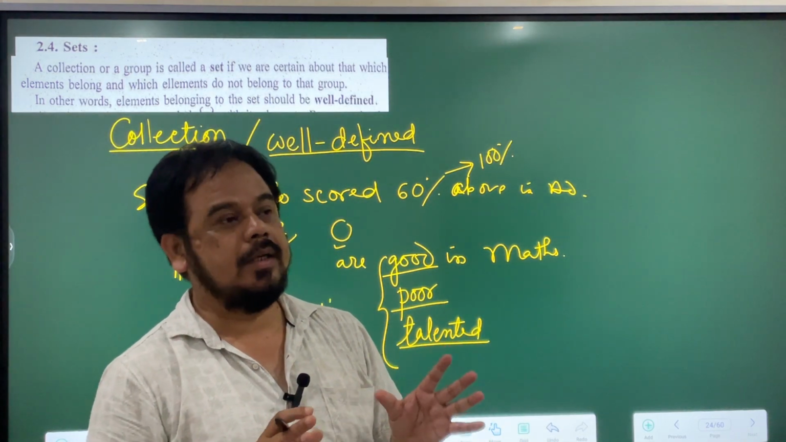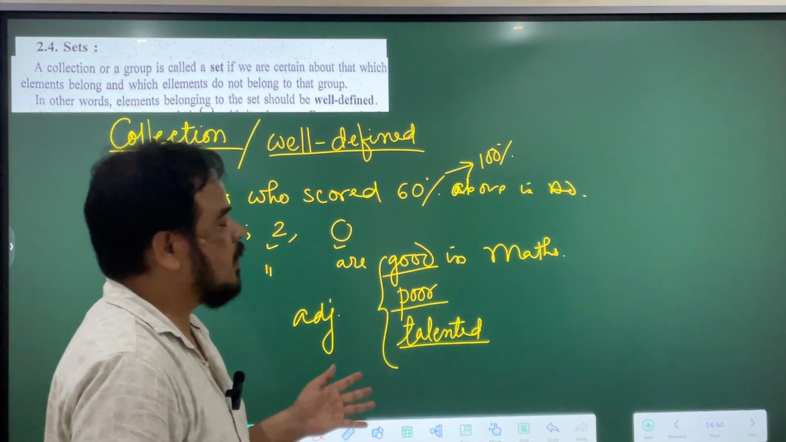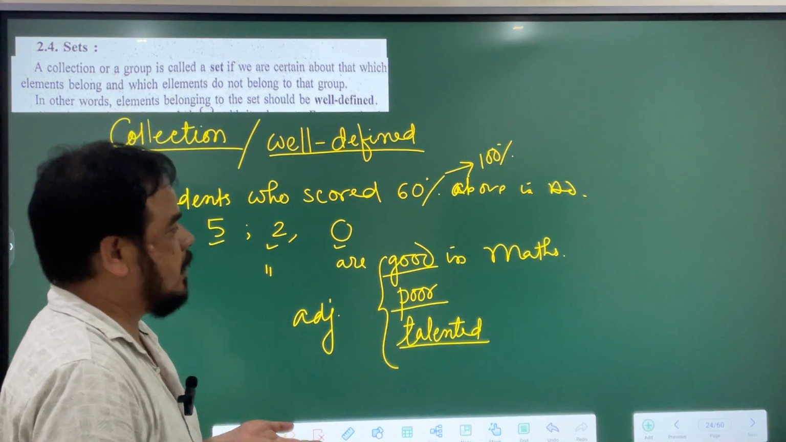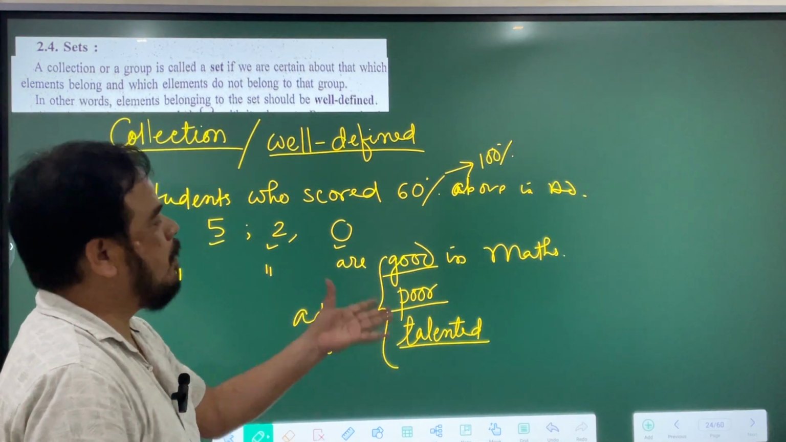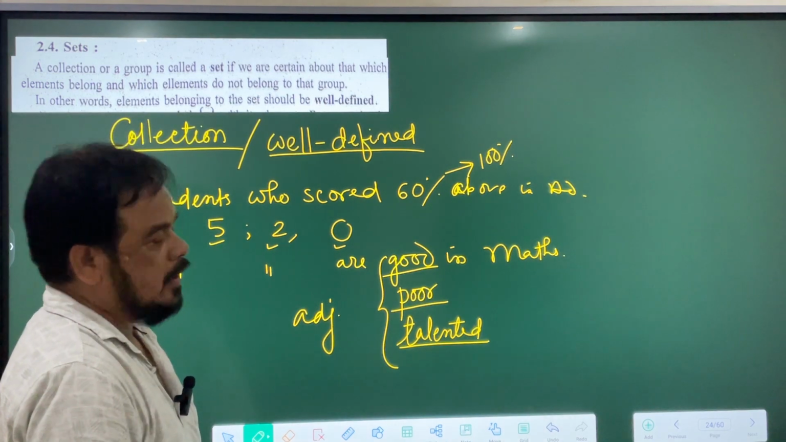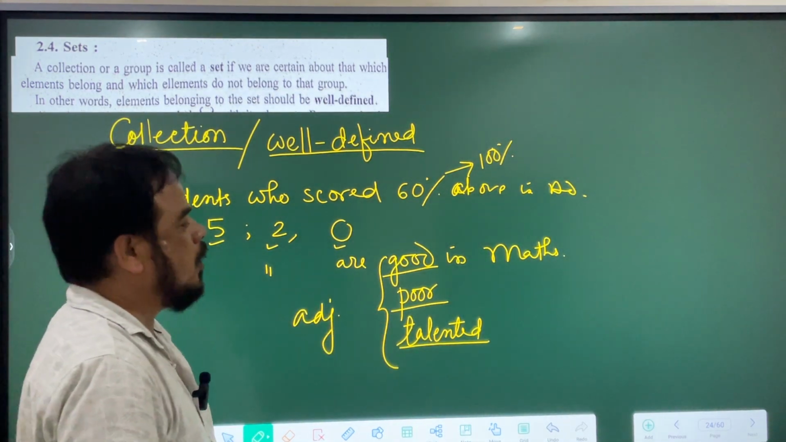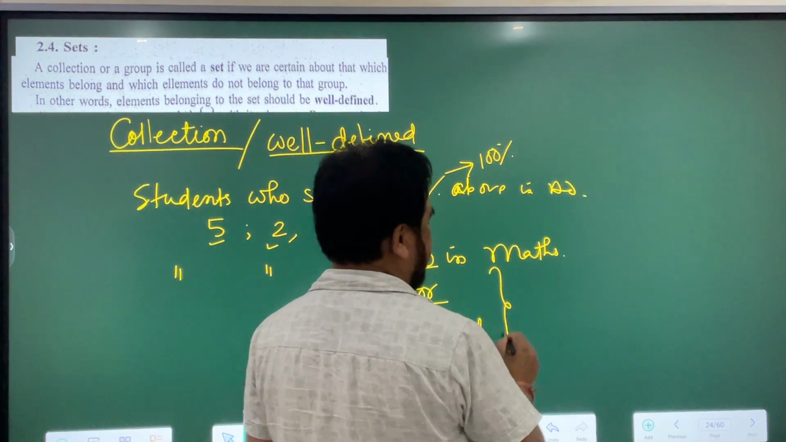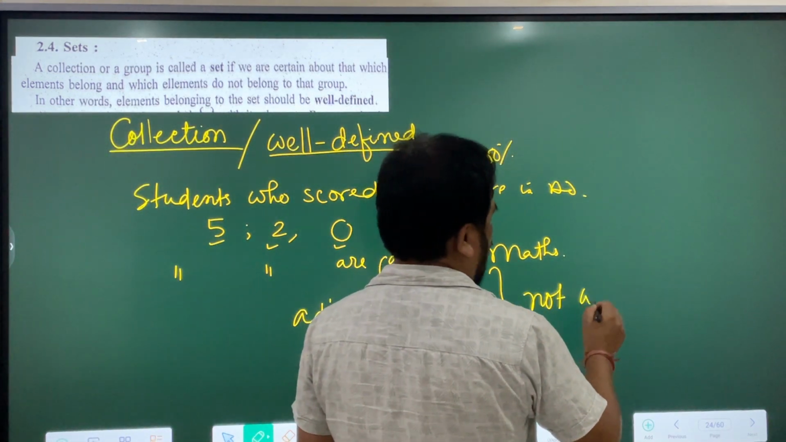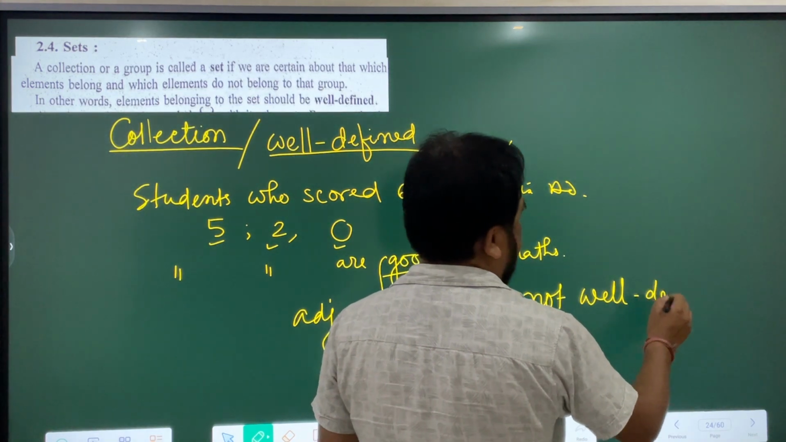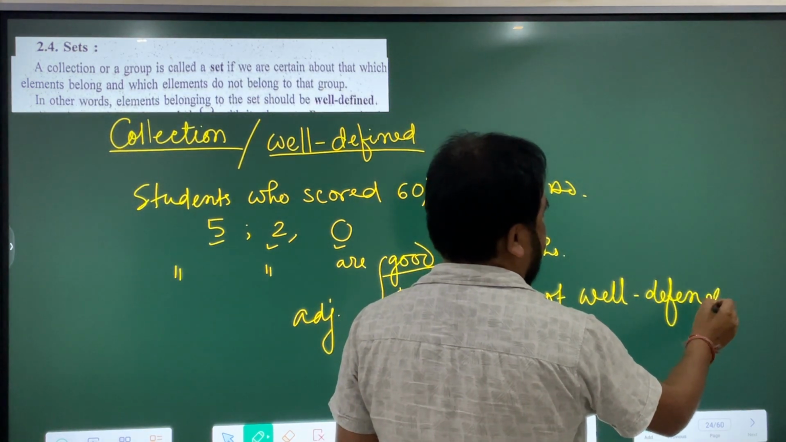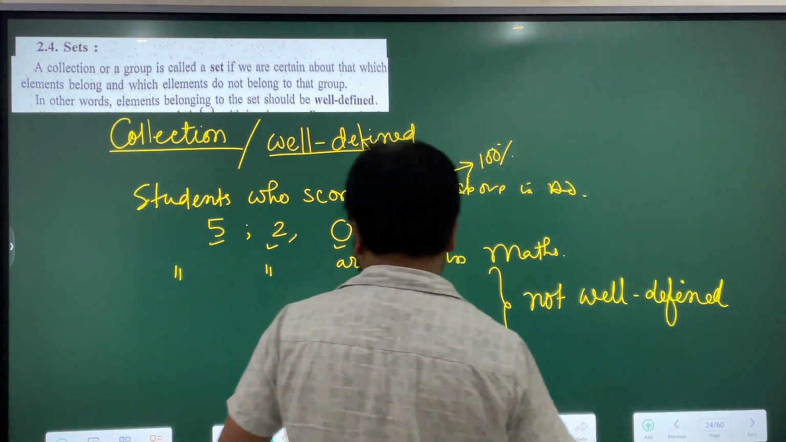So good, bad, talented, not talented, that cannot be measured by any number. So this is called not well defined. I hope you understand. Not well defined.